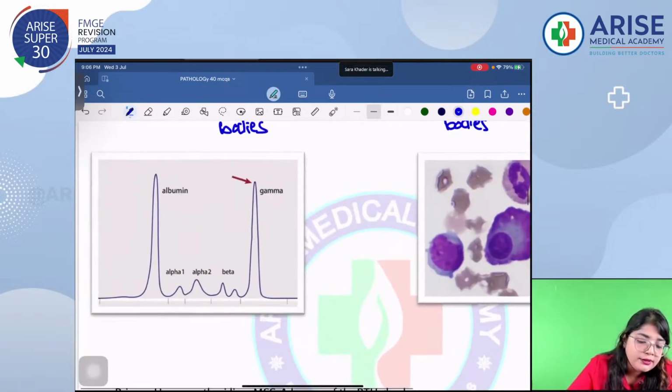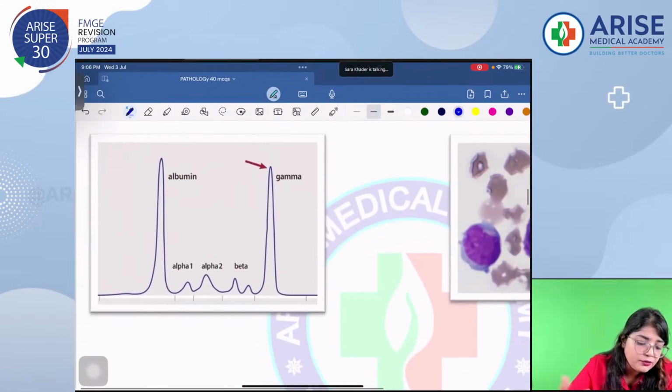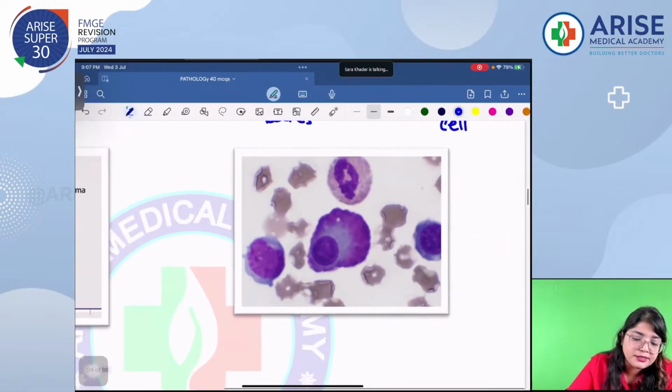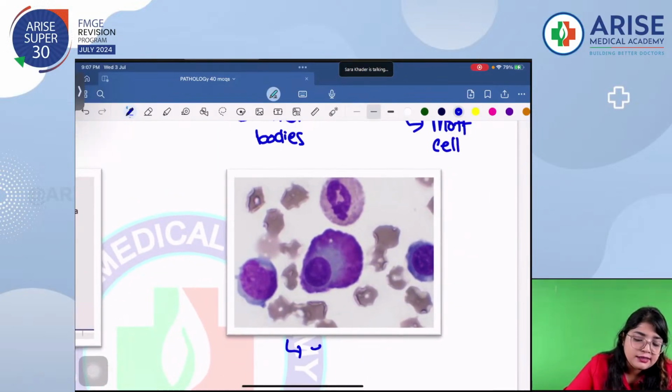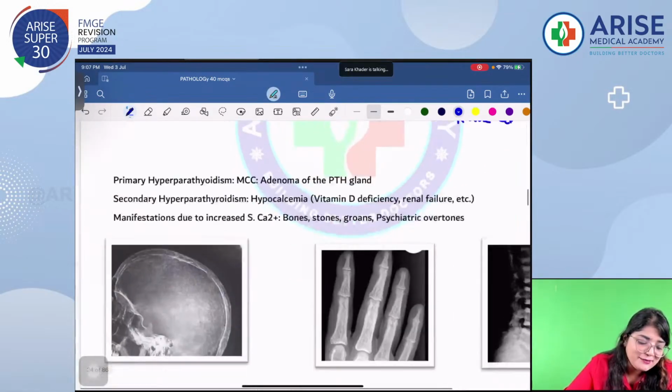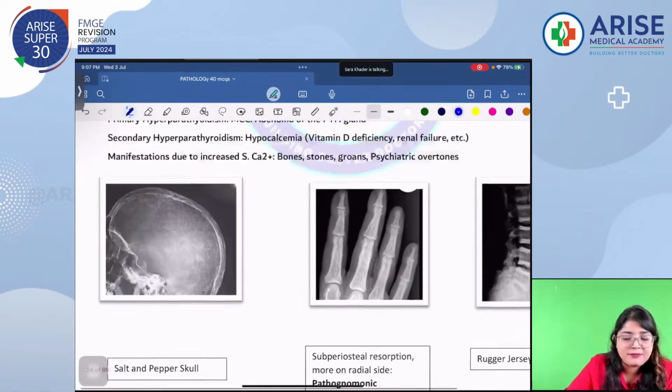Also, on electrophoresis, you will be able to see a gamma spike, right? An increase in gamma. Yes, very good. Very, very important. Plus, this is the final cell, that is the flame cell. Very good, guys. Yes, gamma spike, M spike.